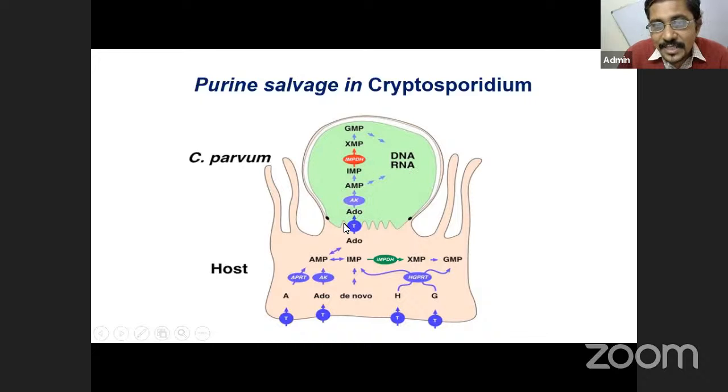So this parasite basically takes the material from the human, AMP gets converted into ADO, ADO gets absorbed into the parasite, and then the parasite is going to propagate and make its DNA and RNA. In this process, IMPDH is an important enzyme which plays a key role. It's also important for the host as well. So Cryptosporidium parvum, if we want to target this parasite, certainly we need to focus on the key enzyme, which is inosine monophosphate dehydrogenase, called IMPDH in short.